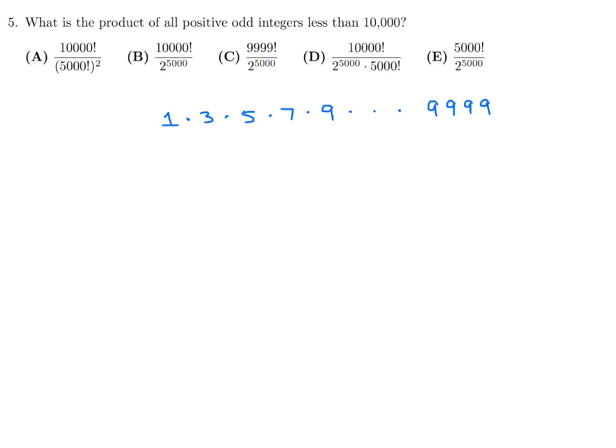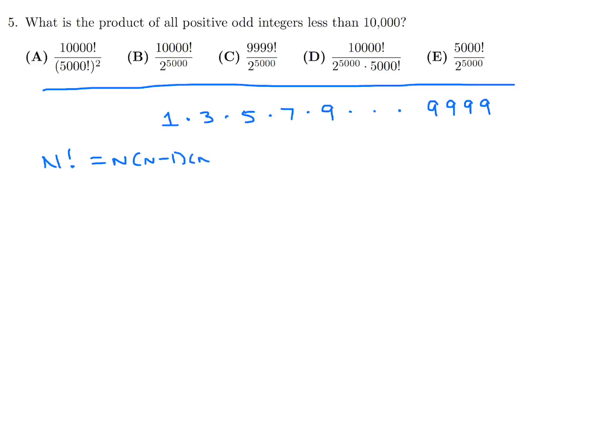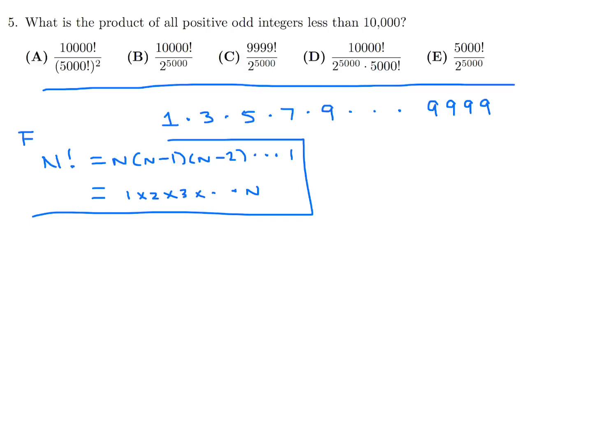So they've given us some very interesting looking answer choices. So we have to somehow manipulate our numbers to get one of those. Now, just in case you're not familiar with factorial, n factorial is basically n times n minus 1 times n minus 2, all the way down to 1. Another way of writing this is the reverse, which is 1 times 2 times 3, all the way up to n. Okay? So this is factorial.